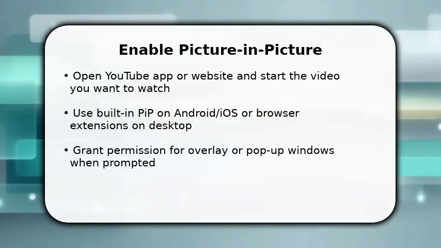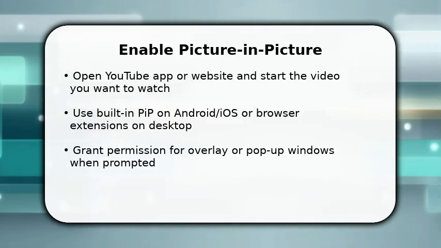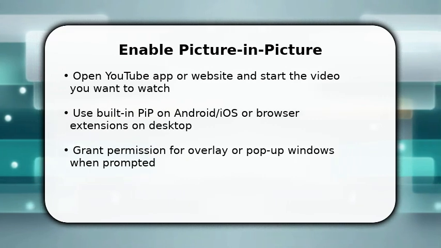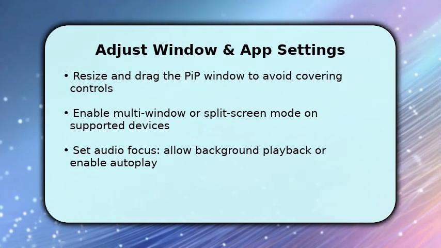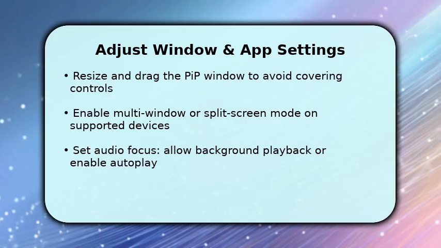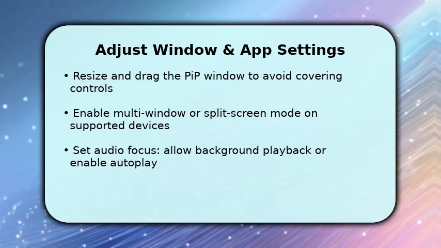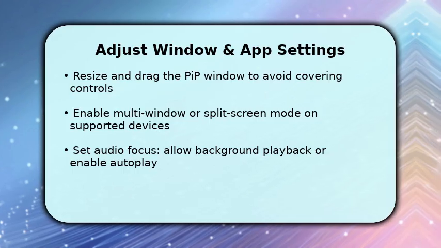Once Pi-P is showing, reposition its window to a corner that won't block important app elements so you can continue the task at hand. Once Pi-P is active, fine-tune how it behaves. Resize and drag the mini player so it stays visible but unobtrusive. You want both video and app content accessible.